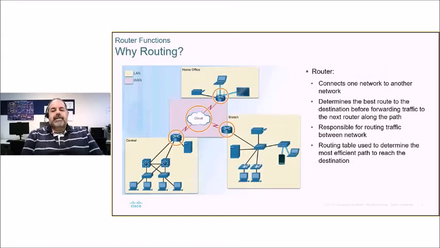So why routing? A router is used to connect one network to another. It determines the best route to the destination before forwarding traffic to the next router along the path. It's responsible for routing traffic between networks, and the routing table is used to determine the best route for the packet to get to its destination.